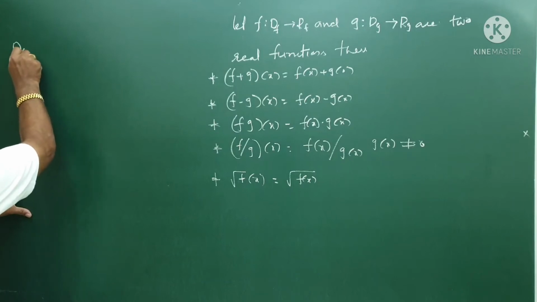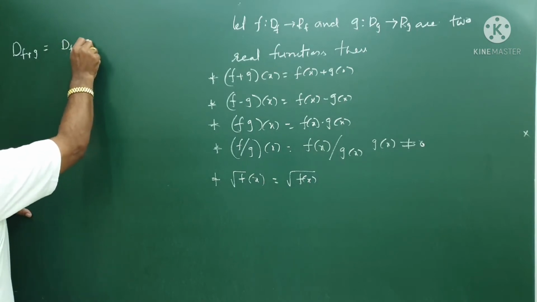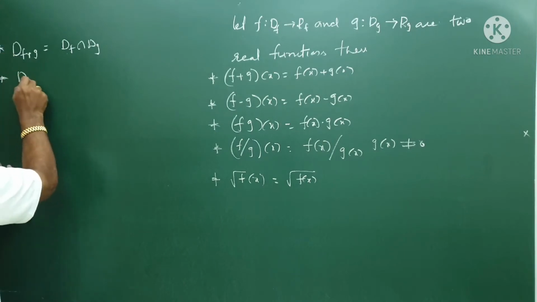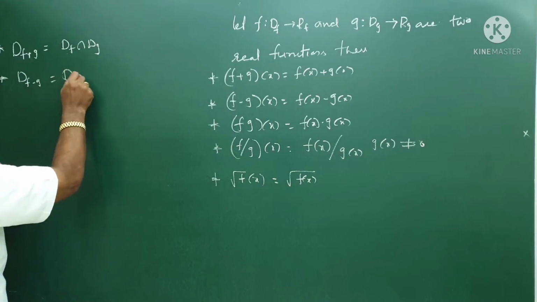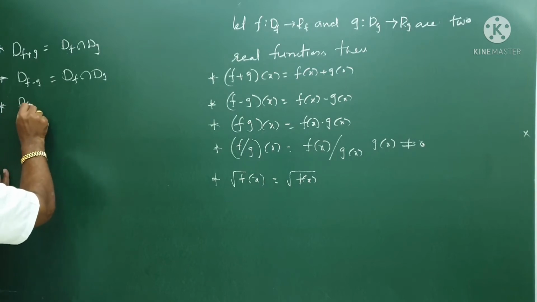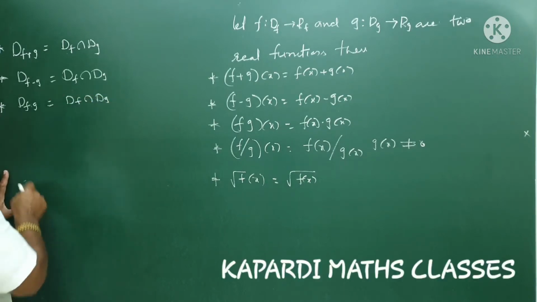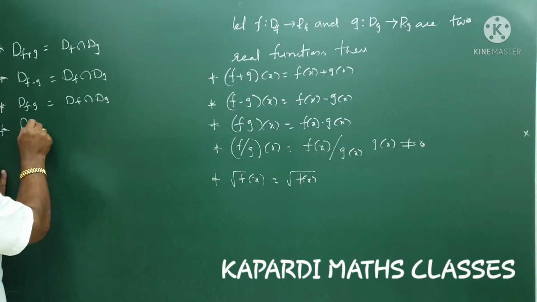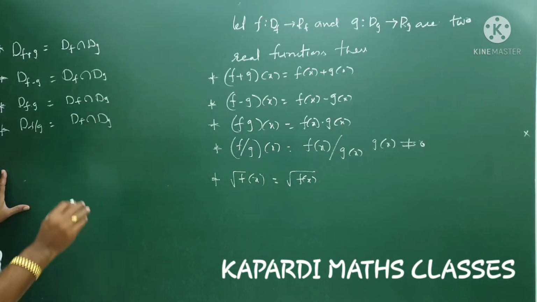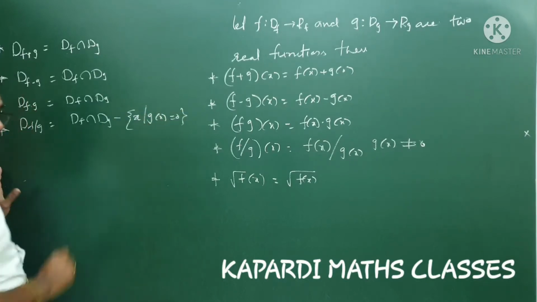Domain of f plus g is nothing but domain of f intersection domain of g. Next, second one, domain of f minus g is domain of f intersection domain of g. And next one, domain of f times g is also domain of f intersection domain of g. And next one, domain of f by g is also domain of f intersection domain of g, but you have to remove those x values for which g(x) is equal to 0.